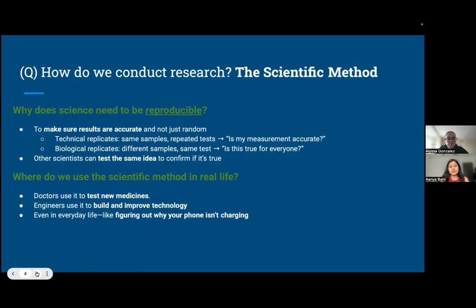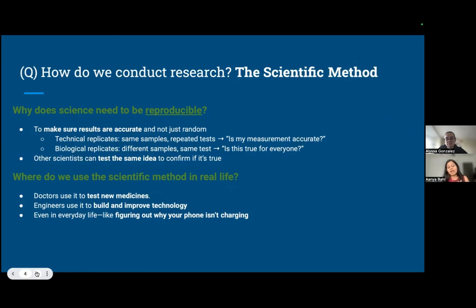Now, why does science need to be reproducible? Well, we can't just finish science at the last step of keeping the information for ourselves. We have to share it with other people so we can ensure that the results are accurate and not just random, and that other people can do our experiments to make sure that we didn't get this result by accident.